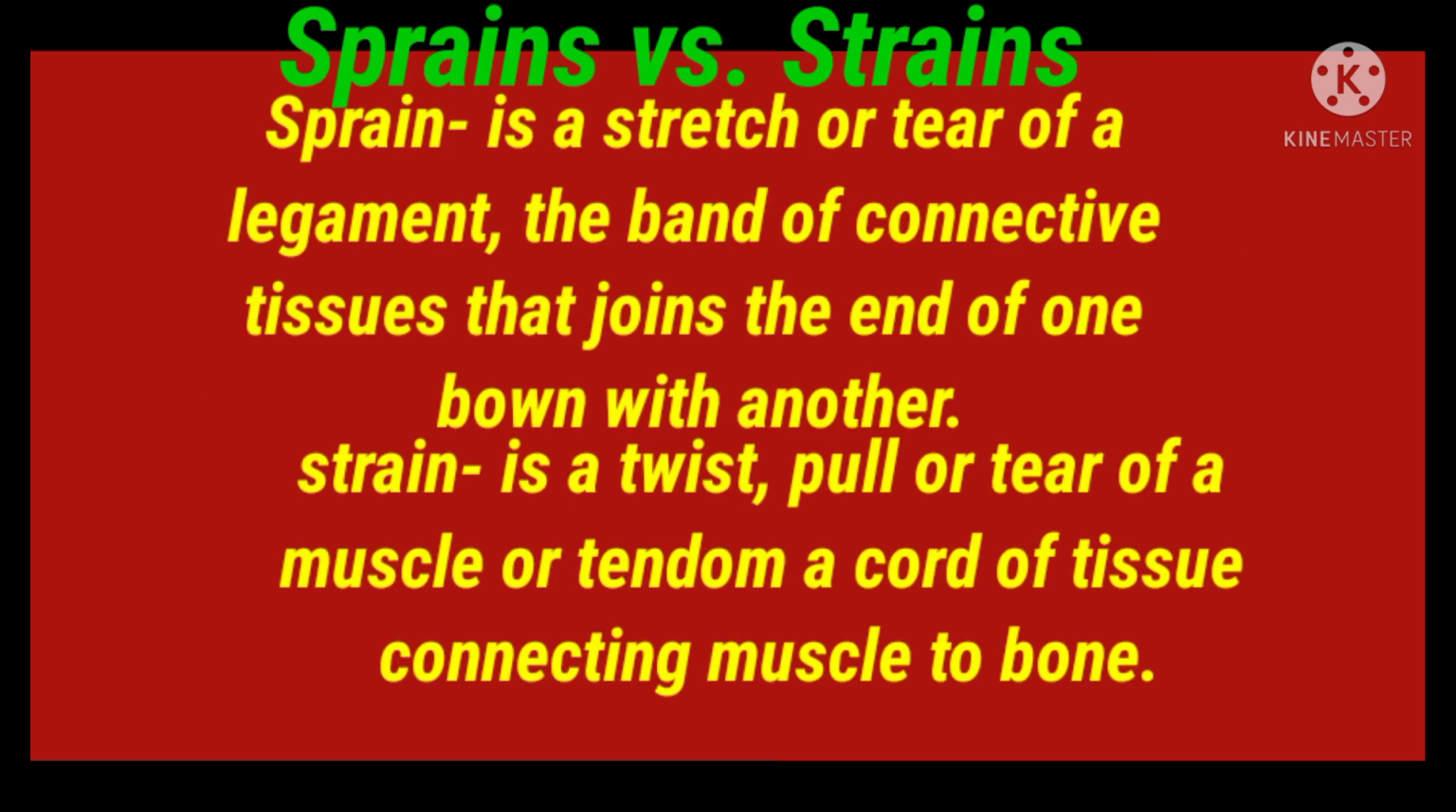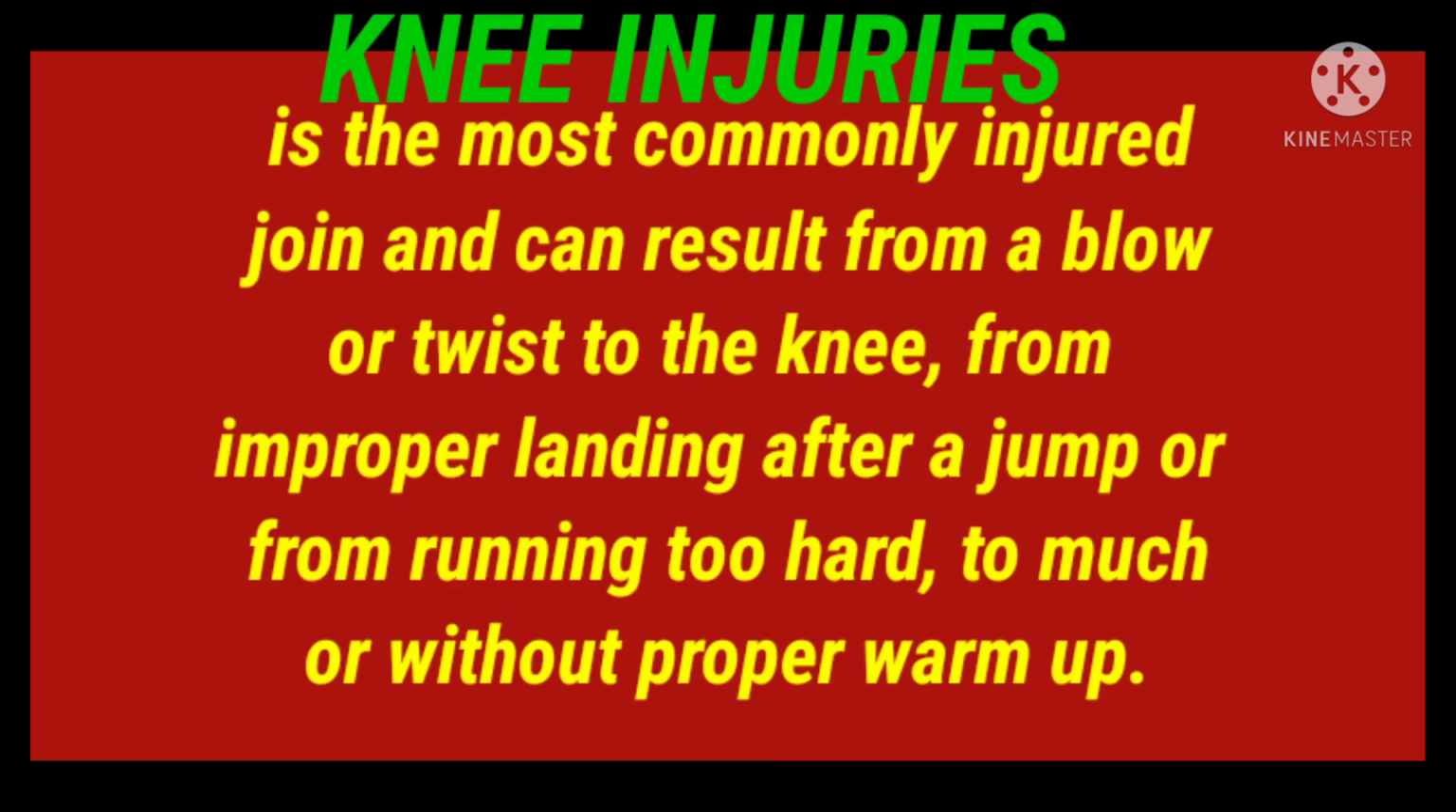Sprains versus strains. A sprain is a stretch or tear of a ligament, the band of connective tissue that joins the end of one bone with another. A strain is a twist, pull or tear of a muscle or tendon, a cord of tissue connecting muscles to the bone. Knee injuries: the knee is the most commonly injured joint and can result from a blow or twist to the knee, from improper landing after a jump, or from running too hard, too much or without proper warm-up.